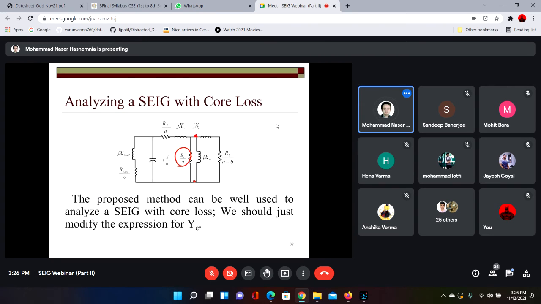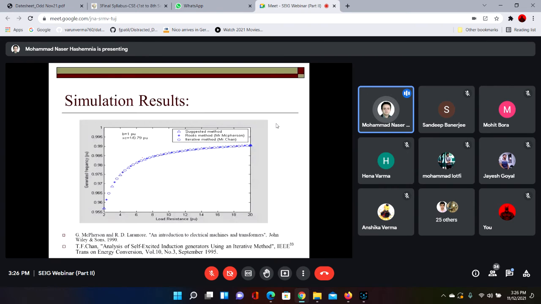I have here shown you several simulation results. For example, I have shown that if you change the load resistance, if you increase the load resistance, how the generated per unit frequency changes. Please keep in mind that the generated frequency is below 1 because I have assumed that B is equal to 1 per unit. So the per unit frequency, which is A, is less than 1 because B is equal to 1. I have simulated 3 methods. One of them is my own suggested method. The others are 2 methods by Dr. Macpherson from his book, Electric Machines and Transformers.